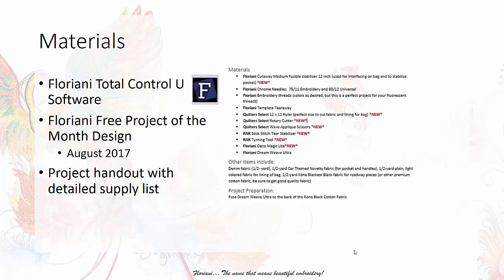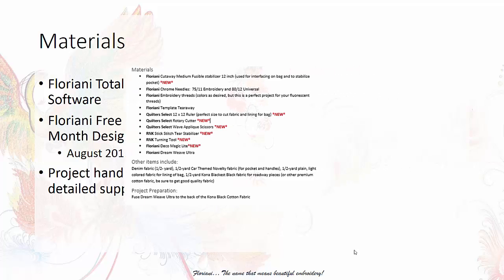The materials that you need for this month, of course, are your Floriani Total Control U software with your most recent update. You also need your free project of the month handout, which has your detailed supply list. I don't normally cover the materials used in the lesson, but as you'll see here on the screen, there are 7 new products incorporated into this month's project, and I wanted to highlight those very quickly.